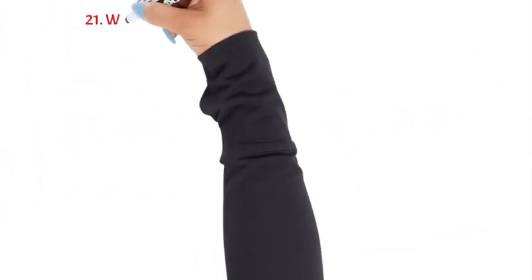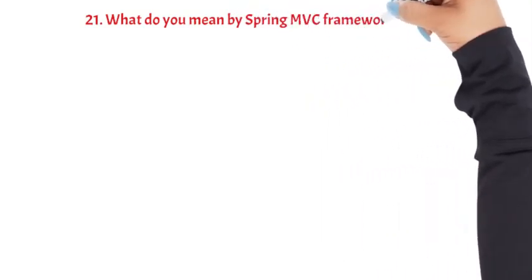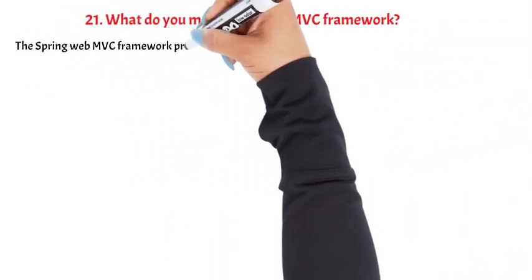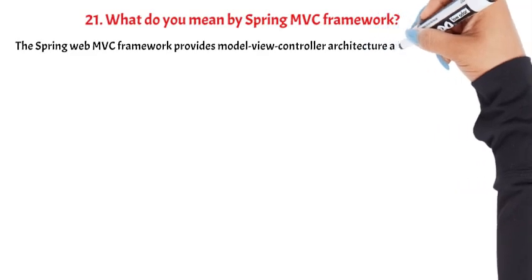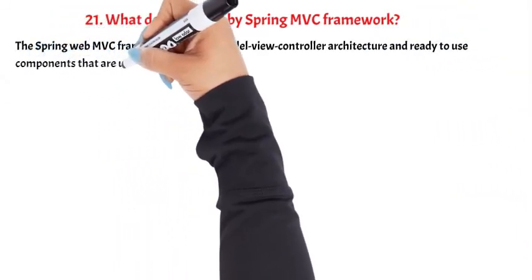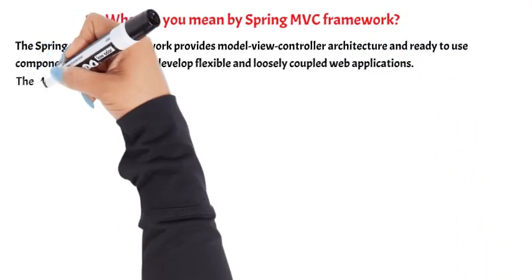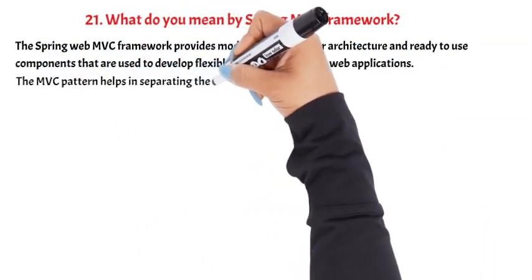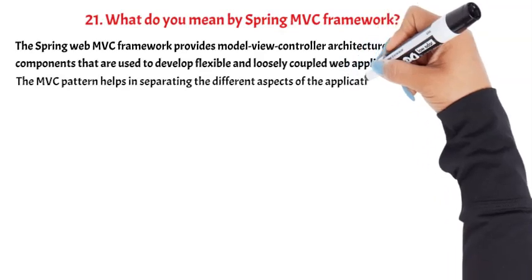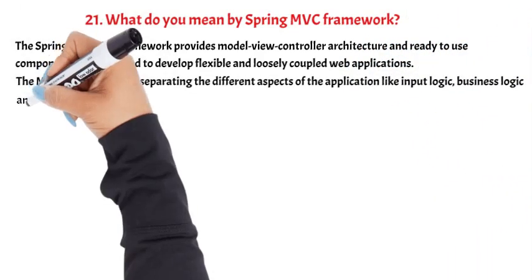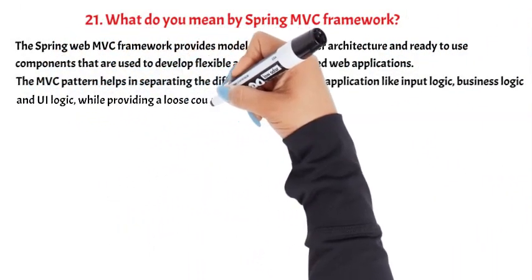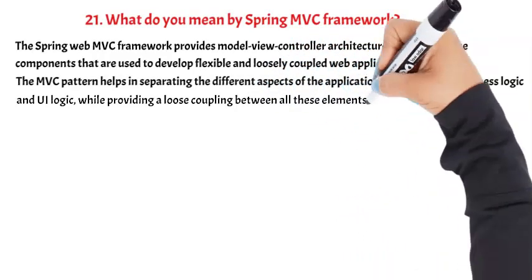21. What do you mean by Spring MVC framework? The Spring Web MVC framework provides model view controller architecture and ready-to-use components that are used to develop flexible and loosely coupled web applications. The MVC pattern helps in separating the different aspects of the application like input logic, business logic, and UI logic, while providing a loose coupling between all these elements.